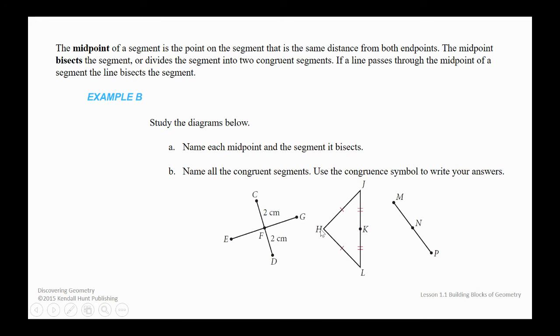What I can't say is that H is the midpoint of JL, because H is not even on the line segment. So even though it's the same distance from J as it is from L, it's not a midpoint. And then the same thing here as with the very first one. Even though N looks like it's equally spaced between M and P, without any information, we don't know for sure. So we can't say that that's a midpoint.